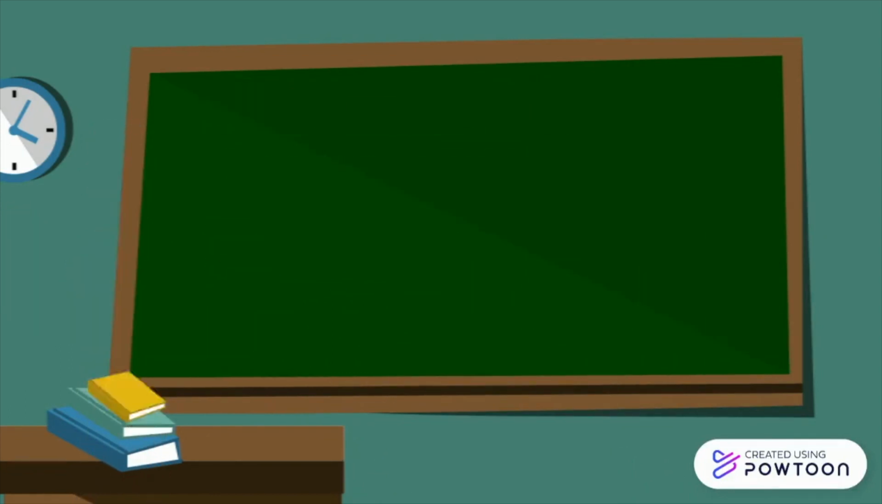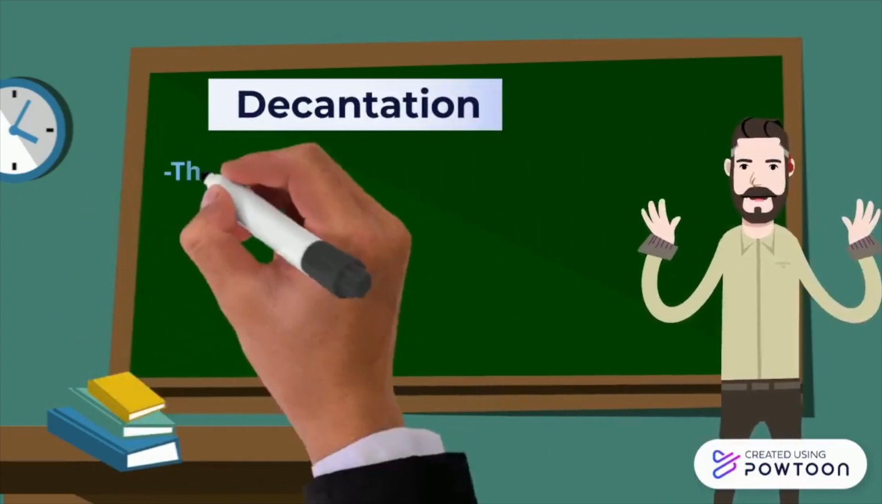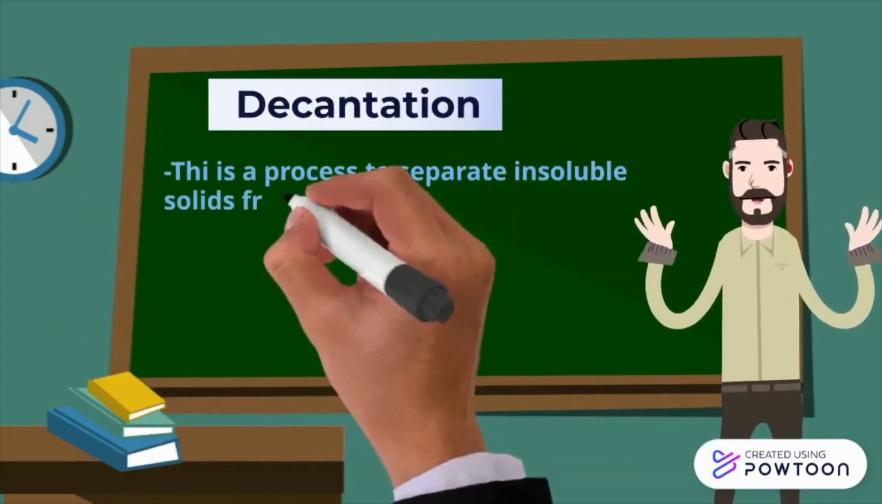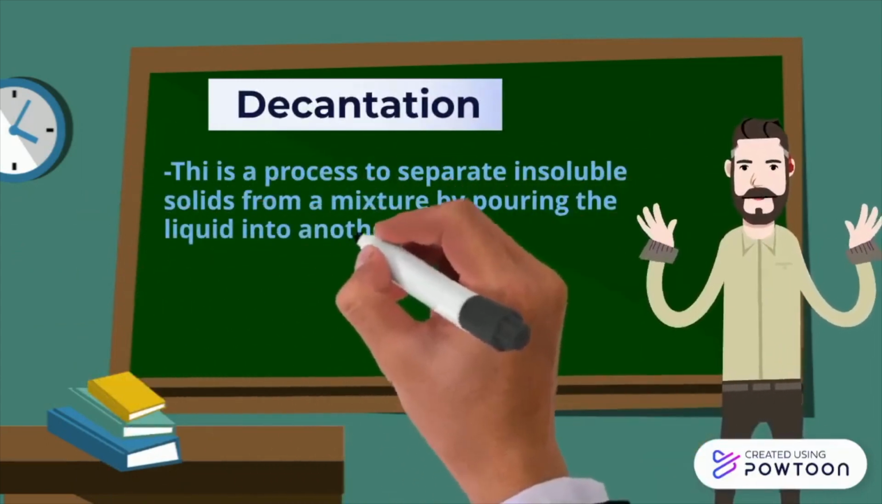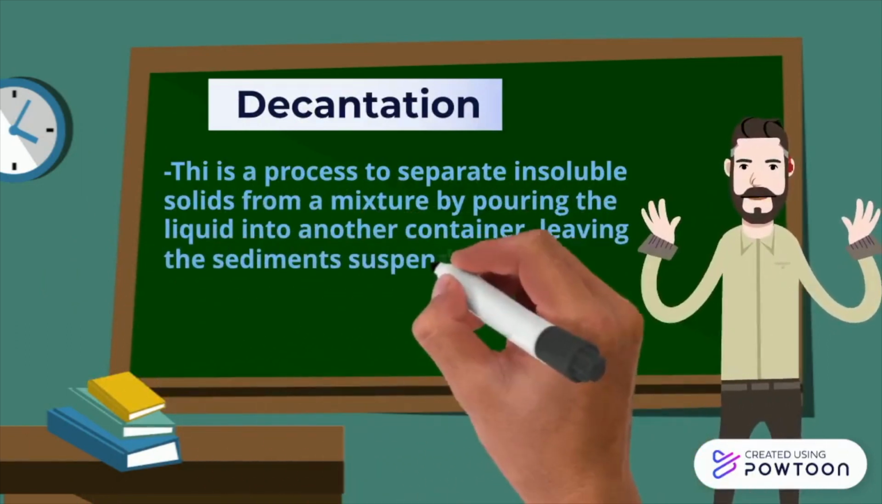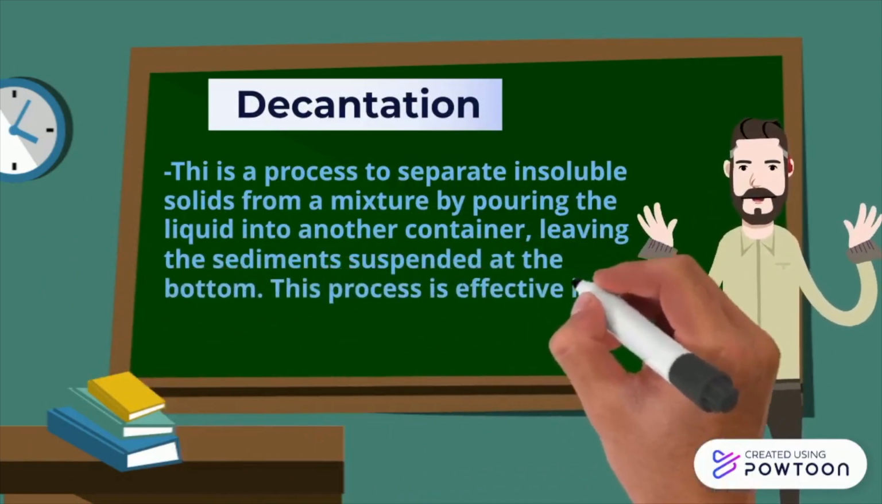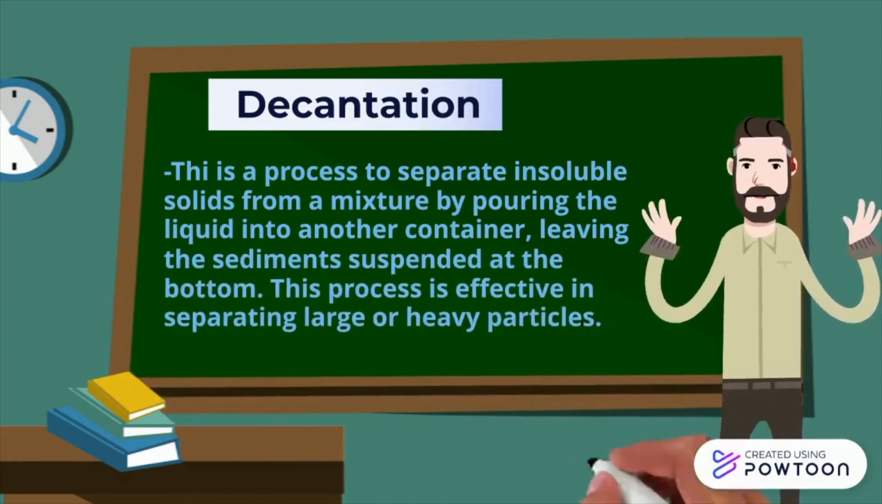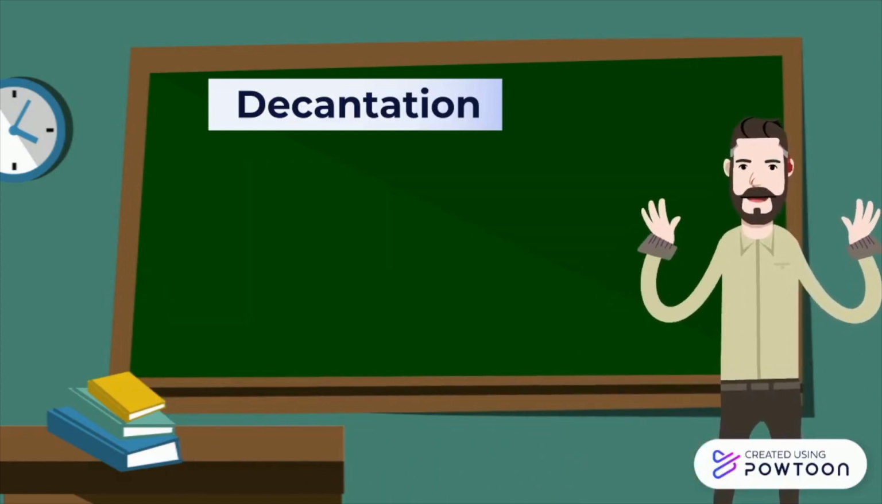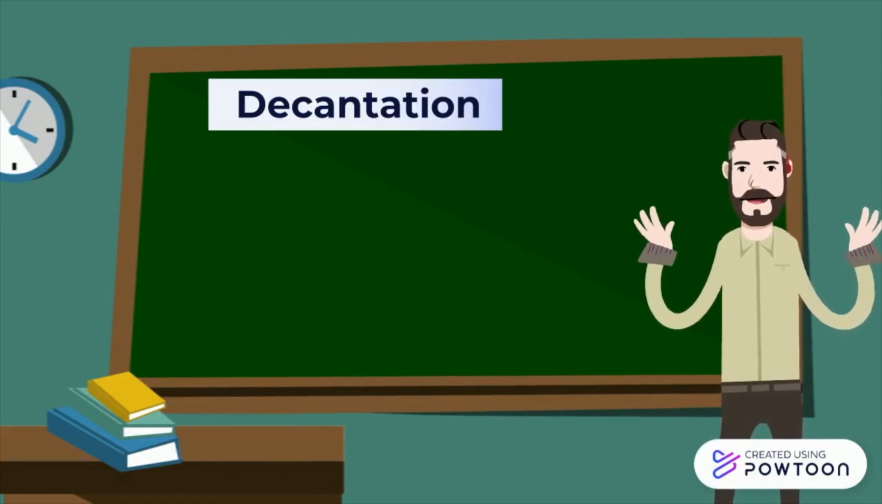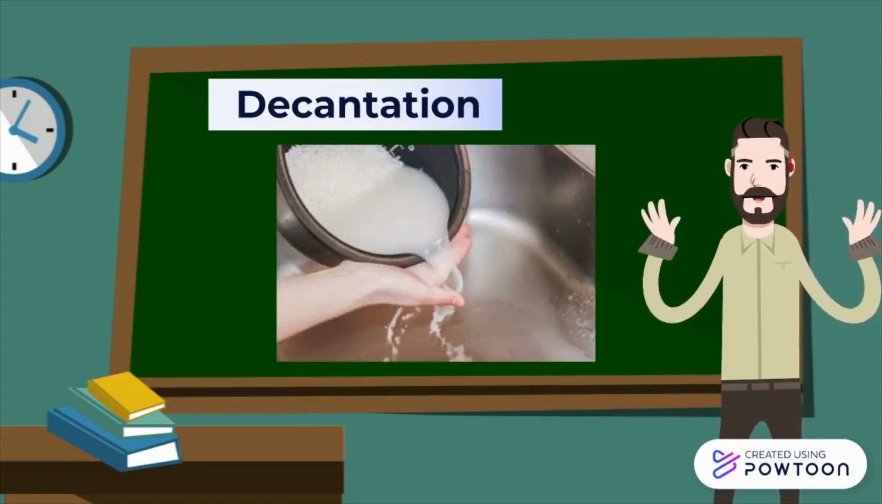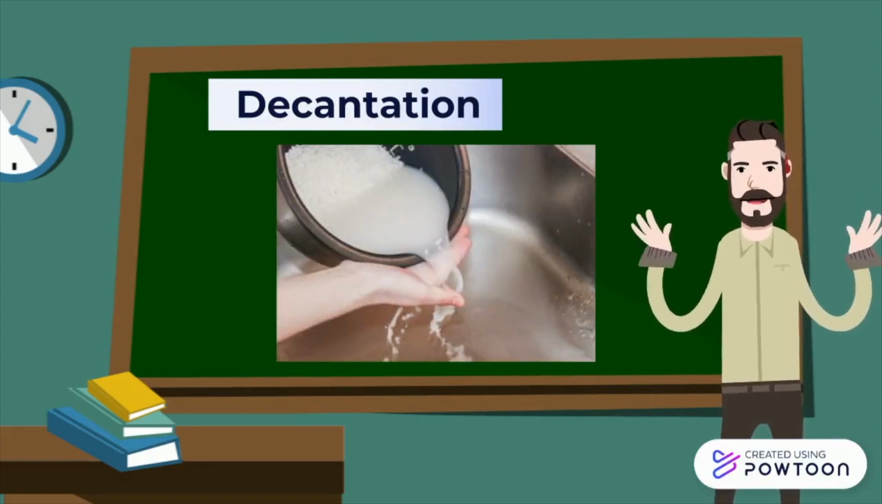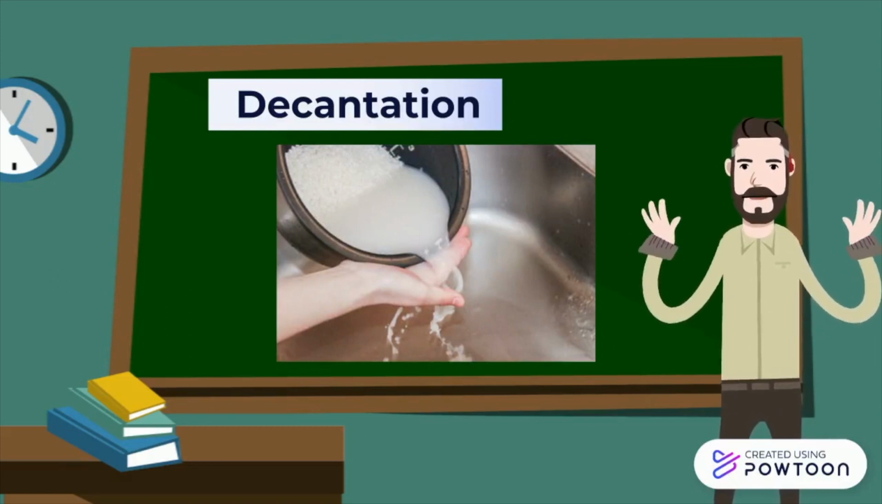Another separation technique, we have the decantation, which is a process to separate insoluble solids from a mixture by pouring the liquid into another container, leaving the sediment suspended at the bottom. This process is effective in separating large or heavy particles. One of our good examples here is washing rice, you slowly tilt the container so that the water will spill over slowly, leaving the rice grain in the container.